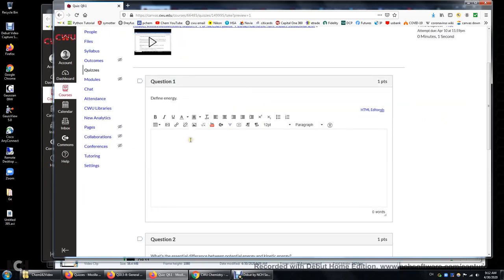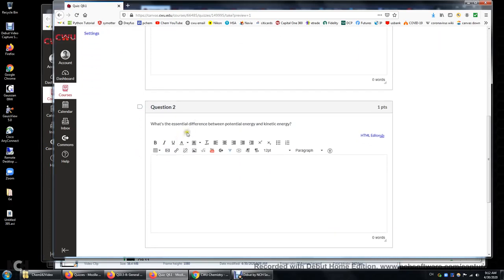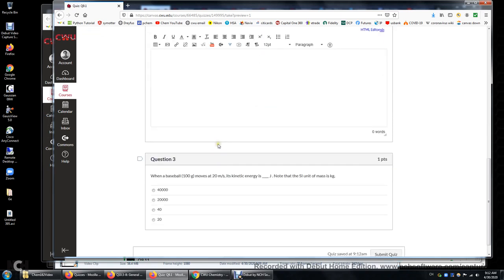Define energy. Energy is the ability to do work. What's the essential difference between potential energy and kinetic energy? Potential energy depends on the relative positions. Kinetic energy depends on the relative motions.